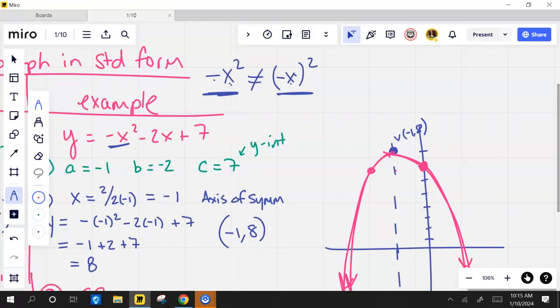It should open down, and it does. It should have a y-intercept of 7, and it does. So those are good checks to see, hey, did I graph it right?